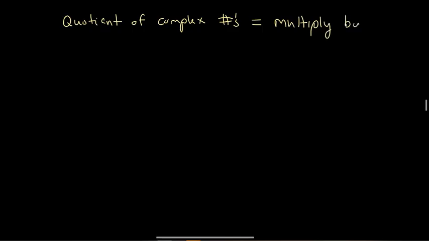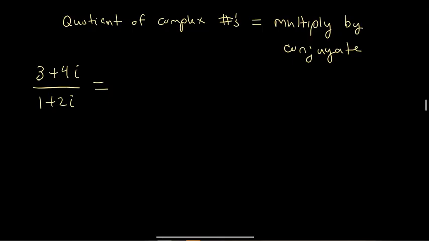So I already talked about conjugates. Conjugates are the way that you would simplify quotients, if you're going to do the quotient of complex numbers. The basic rule is multiply by the conjugate. So here's an example: 3 plus 4i divided by 1 plus 2i. And I want to solve that.